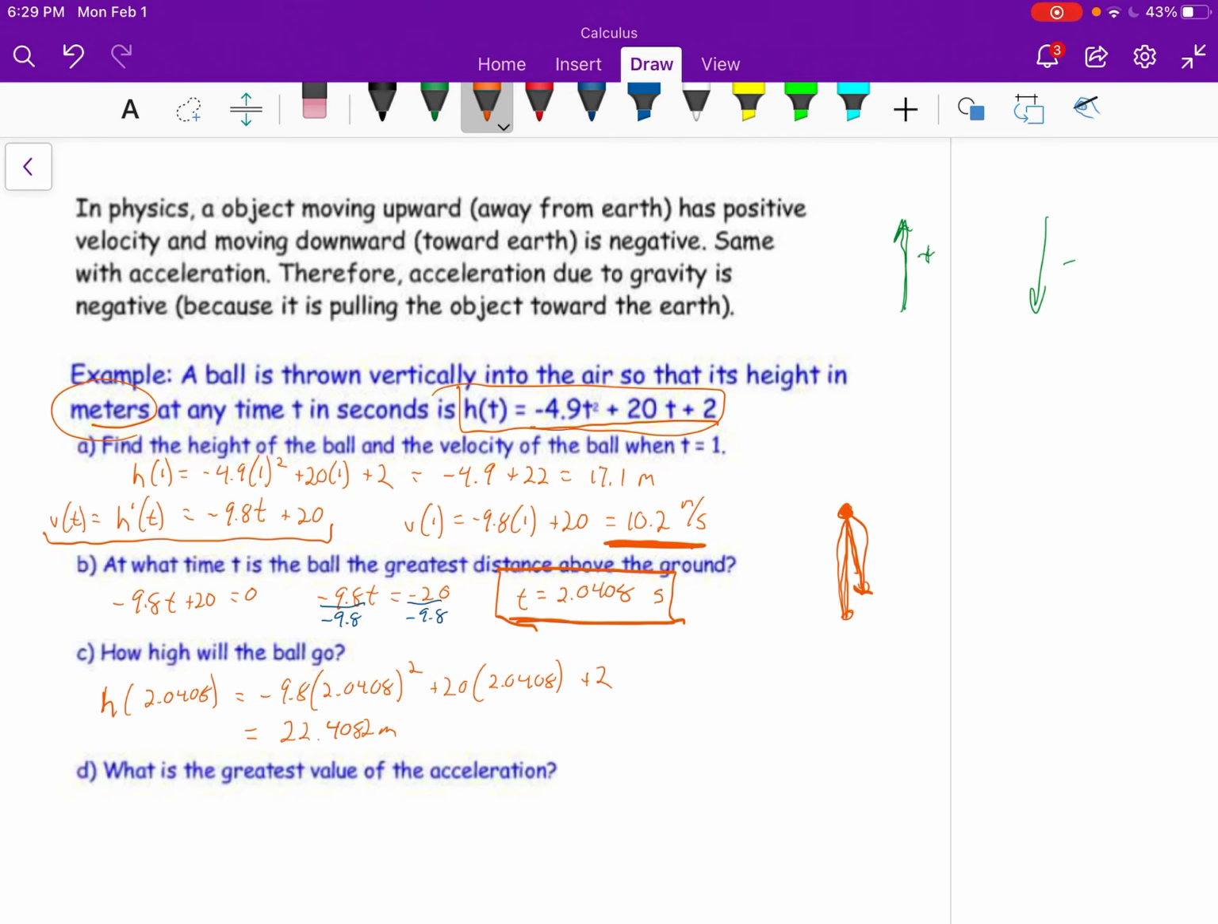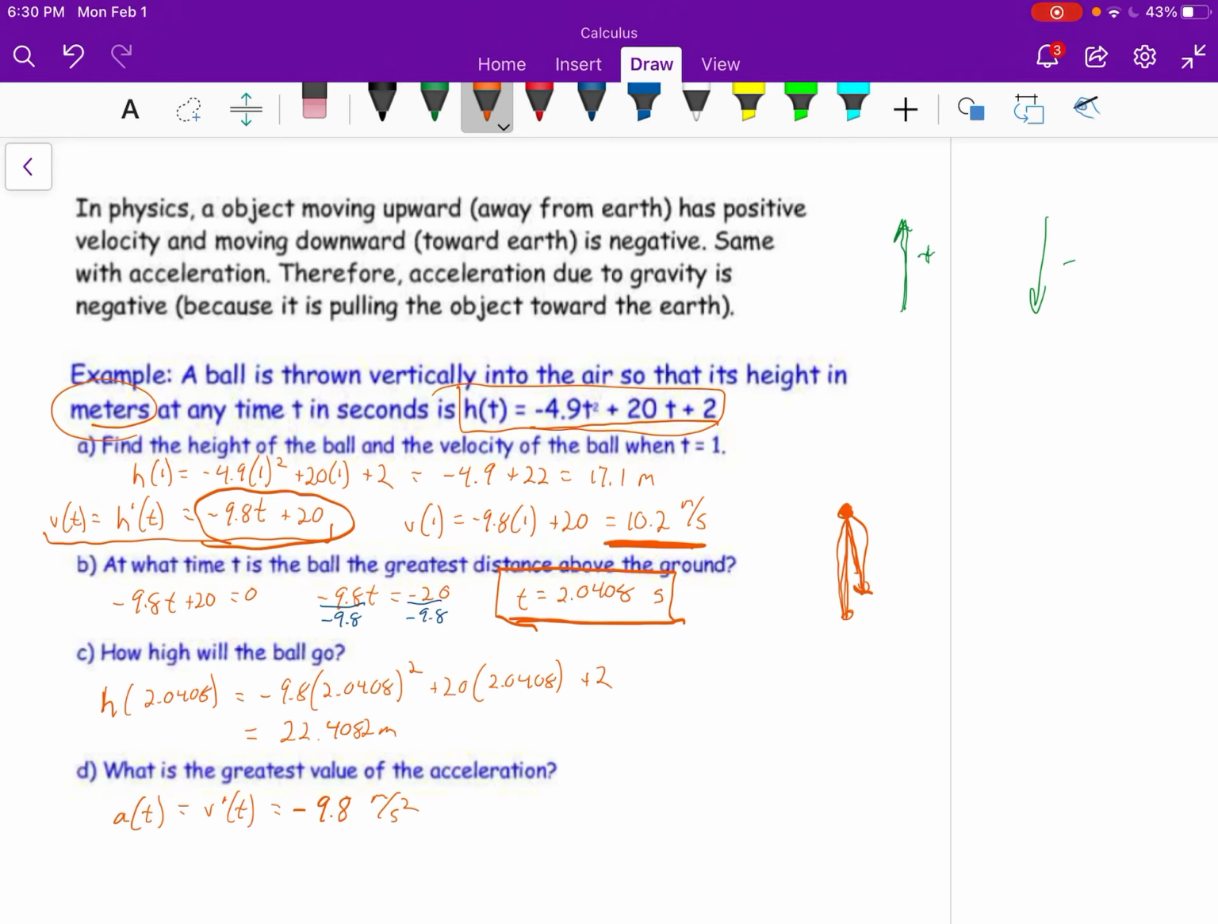What is the greatest value of acceleration? Well, acceleration is the derivative of velocity. So here's our velocity function. We want to take the derivative of that, which is negative 9.8. And it's always negative 9.8. So this is negative 9.8 meters per second squared. The greatest value of the acceleration, well, it's always the same.